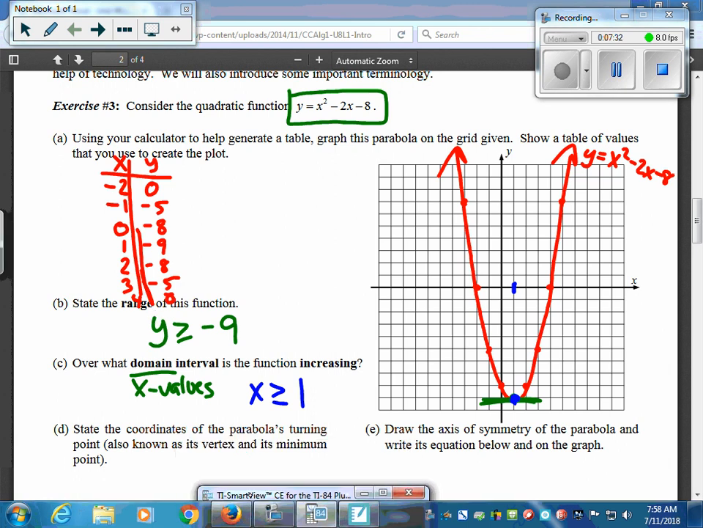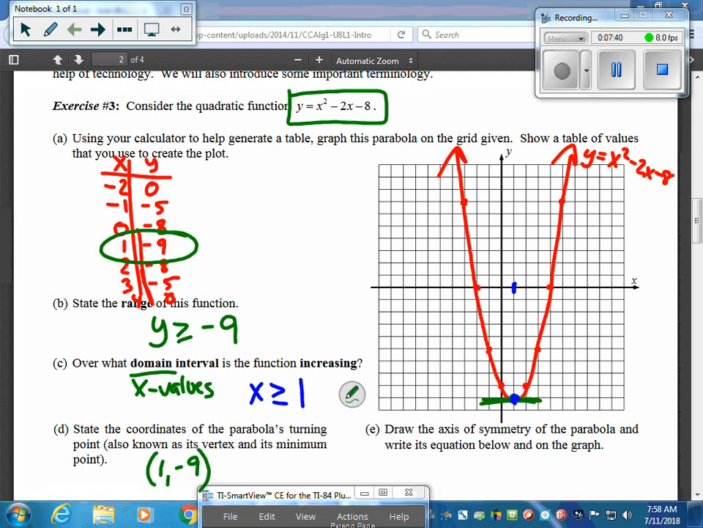For part D, it says the vertex, the turning point. We talked about that already. That's the point where you make that turn, which is 1, negative 9. And they want us to draw an axis of symmetry and write the equation for it. The axis of symmetry is the line that cuts the graph perfectly in half. So I'm just going to do a little dashed line here. When you write the axis of symmetry equation, it's based on the x value. So in this case, it's x equals 1. That makes sense because that turning point was 1, negative 9.